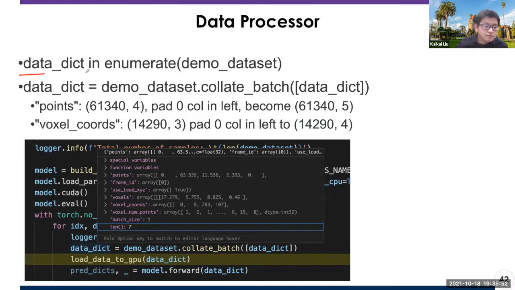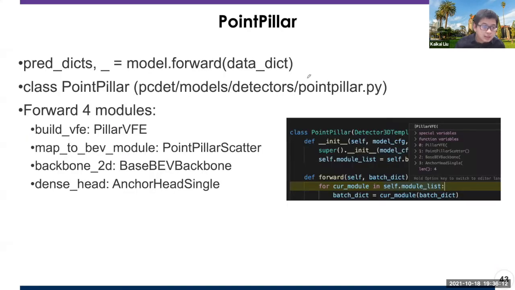This is the previous step. You get the data, and they have another step, which is collate batch. What they do is the padding on the left for the points and for the voxels. So they become this kind of dimension. This is the data we provide. Next step is really going to the model, model forward.